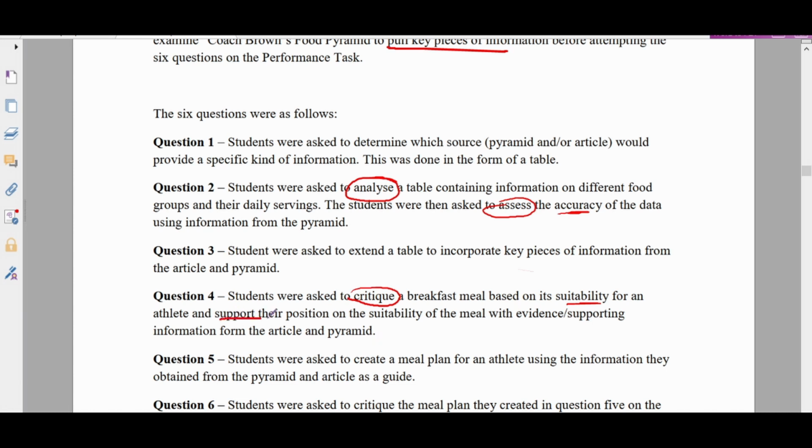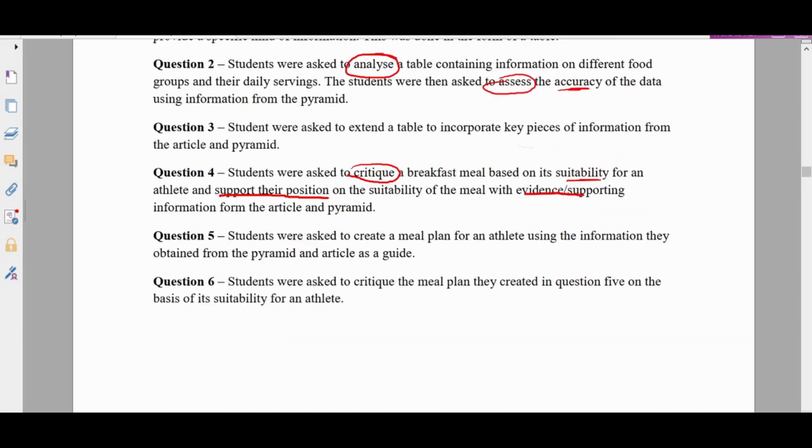So you can't just come to a position without any evidence or support. You have to establish your position. You have to show how it is that you are going to defend what it is that you're saying. Where do you get this information from? You're just pulling it out of the air, or you have some evidence to back up what you're saying. Question 5. Students were asked to create a meal plan.